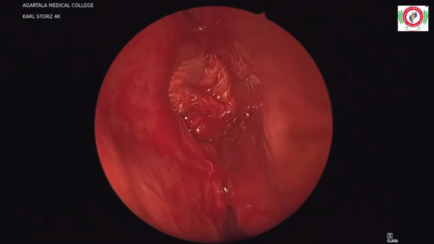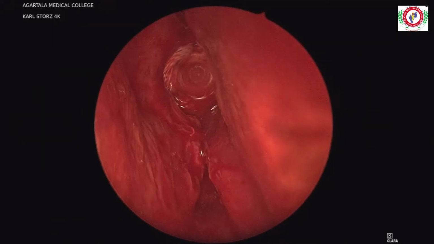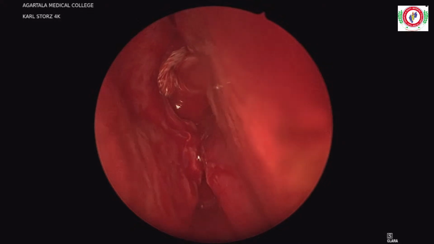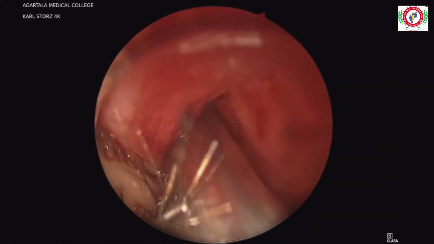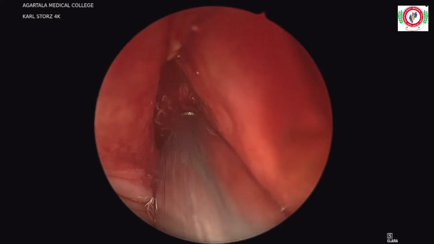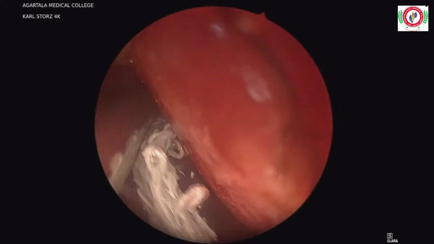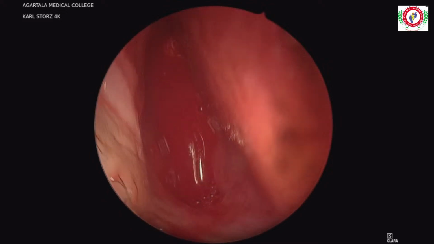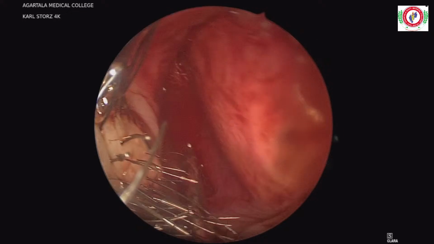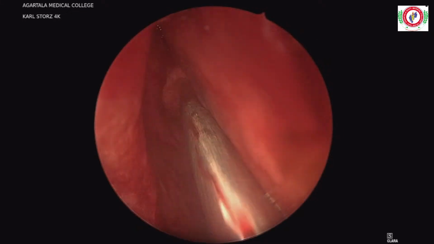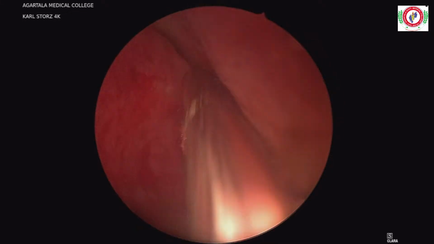So now we can remove this, the part of the spur also. Give me a knife if possible. I'll remove this spur. Yes, 15 knife. One more pack. Yeah, give me a smaller suction now.